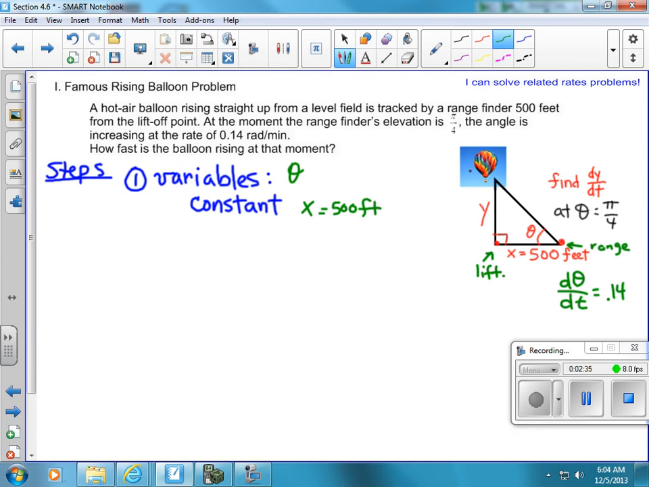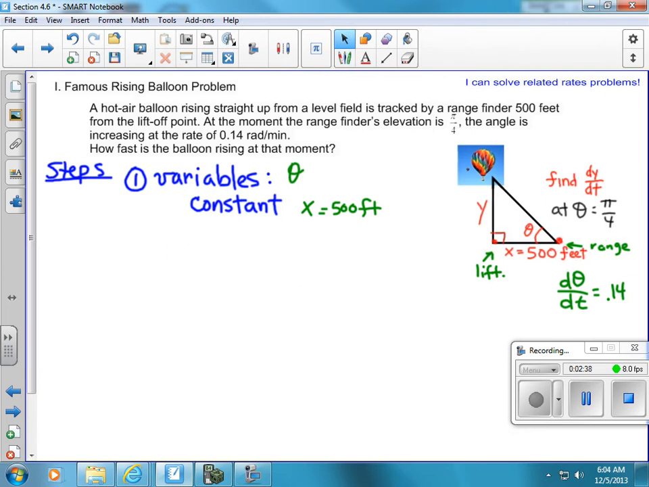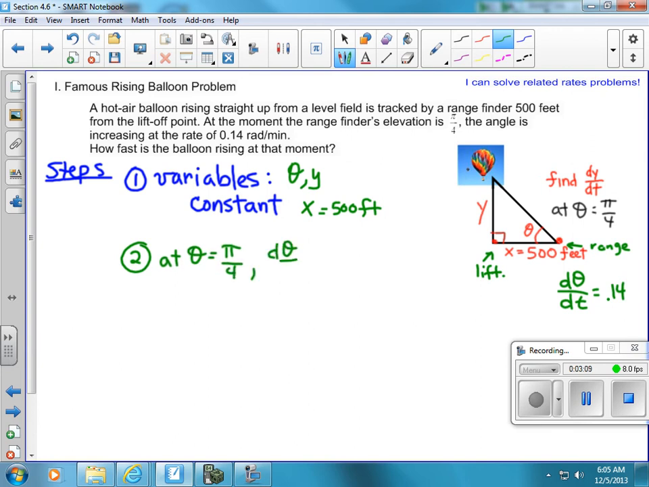And remember, in calculus we always use radians. So when theta is pi over 4, d theta/dt is 0.14. That's at one instant in time. And actually that's part number 2, where we write down the additional numerical information. Another variable is y, because the balloon is lifting up. The second part says write down additional information, and we write down at theta equals pi over 4, we know that the change in theta over the change in time equals 0.14 radians per minute, I believe it is.